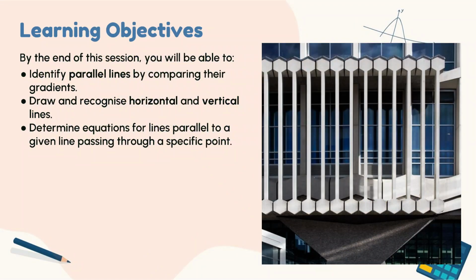By the end of this session, you should be able to identify parallel lines by comparing their gradients. You will also be able to draw and recognize horizontal and vertical lines. Finally, you will learn how to determine the equation of a line that is parallel to a given line and passes through a specific point. The key idea today is that parallel lines travel in the same direction, and in algebra, that means they have the same gradient.